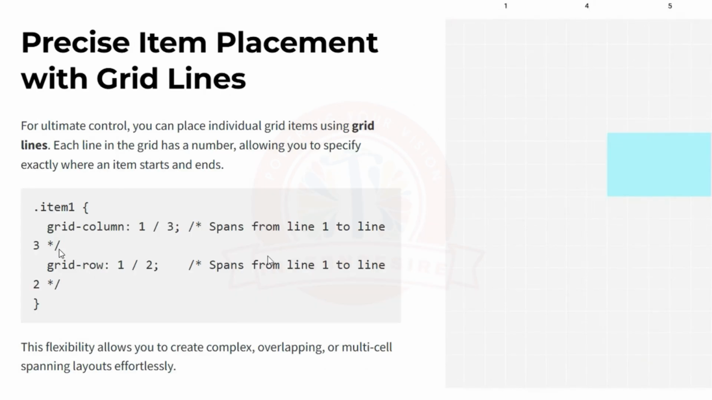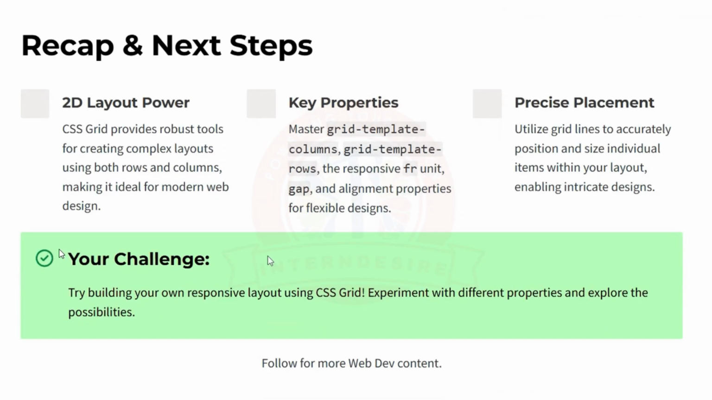So, precise item placement with grid lines. For ultimate control, we can place individual grid items using grid lines. Each line in the grid has a number that allows us to specify exactly where an item starts and ends. For example, I am taking item 1, grid-column: 1/3, that means it starts from line 1 and goes to line 3, and grid-row will be 1/2, that starts from grid line 1 and ends at line 2. This flexibility allows us to create complex overlapping or multi-cell spanning layouts effortlessly. So this is what we learned.